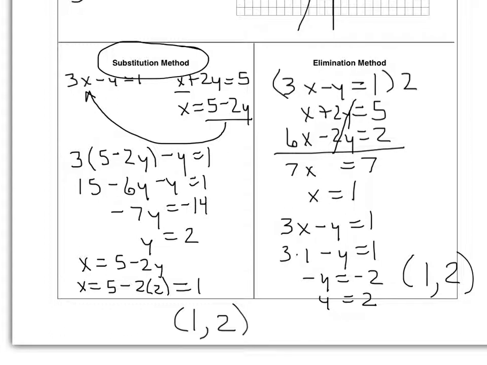You will have 3 problems to work. You have to use all 3 methods to work all 3 problems and complete them and turn them in to me.